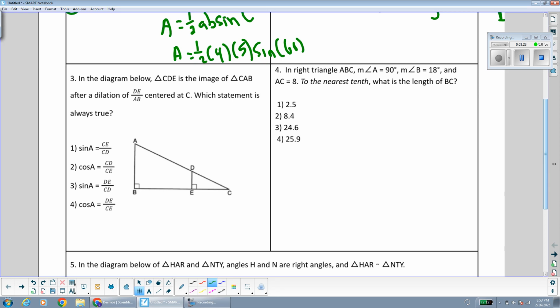Dilations create similar triangles. Similar triangles have congruent angles and proportional sides. Since the angles are the same and the sides are proportional, for congruent angles, the trig ratios will be the same since the sides are proportional. So let me redraw the two similar triangles before and after the dilation.